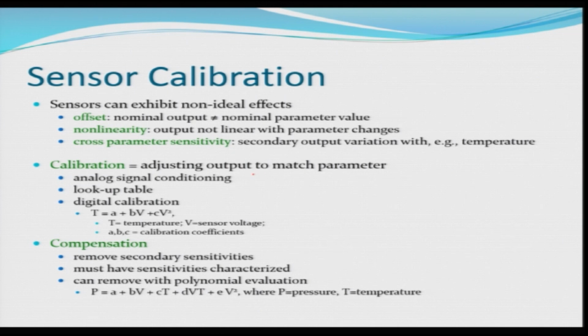Calibration is adjusting the output to match the parameter. There are various methods: analog signal conditioning, lookup tables, and digital calibration, which can be done, for example, when the environment is highly susceptible to changes of temperature. Then compensation methods are used to remove secondary sensitivities. These must have their sensitivities characterized and can be removed with polynomial evaluation. So, all these factors are addressed in the package, which is highly integrated.